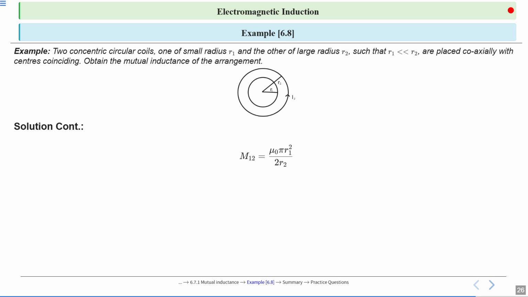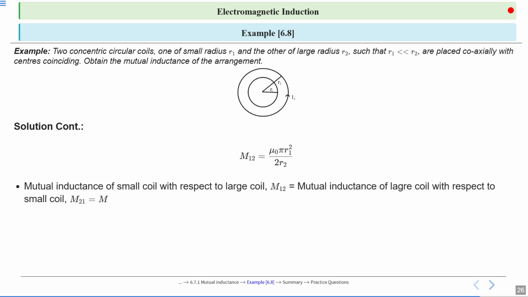So M12 equals mu naught pi R1 square upon 2R2. This is the mutual inductance of the small coil with respect to the large coil, and M21 is the mutual inductance of the large coil with respect to the small coil. M12 will be equal to M21.